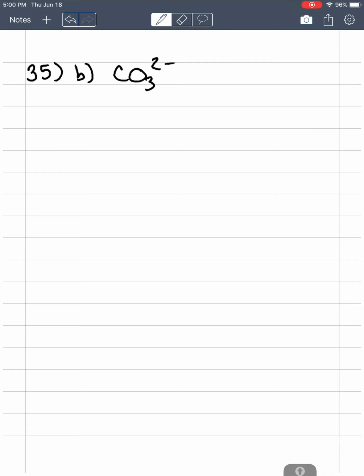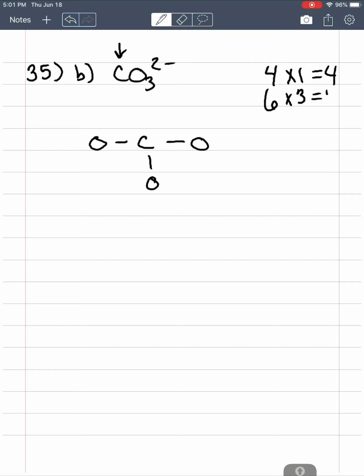First, we're going to find the least electronegative atom, which is carbon. It's going to go in the middle. We're going to connect the oxygen to it. Now we're going to count the valence electrons. Carbon's in group 4. It has 4 valence electrons. There's 1 carbon. Oxygen's in group 6. There are 3 oxygen.